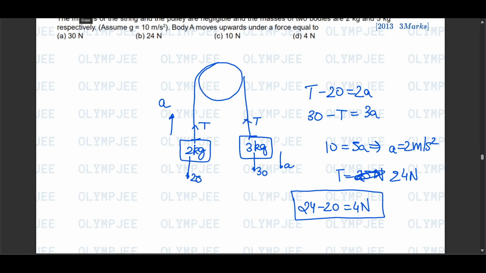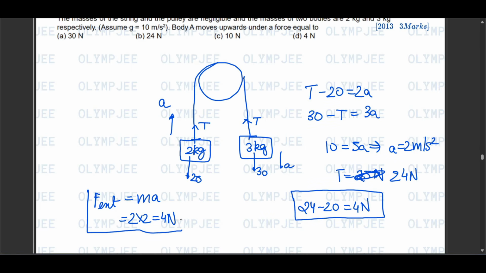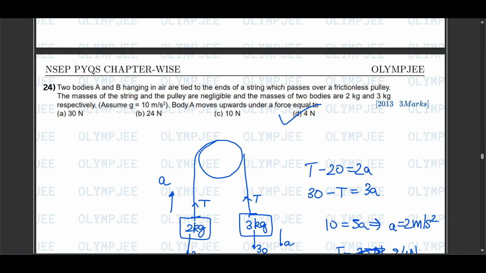We can also look at it in a different way. Since the total upwards acceleration is 2 meter per second square, we know that F external is equal to mass multiplied by a. So the total upwards force will be 2 multiplied by 2, which is 4 newtons. So we are getting the same answer from this concept also. This will reduce the calculation. So the answer is option D.